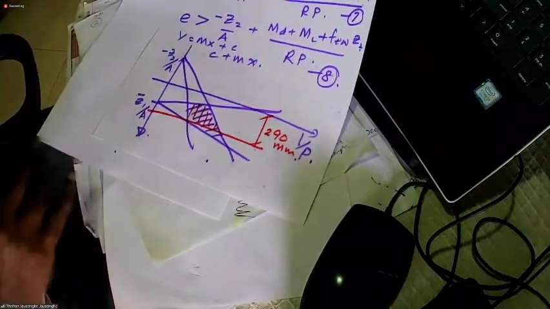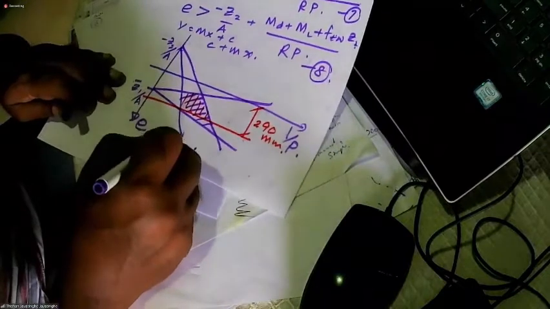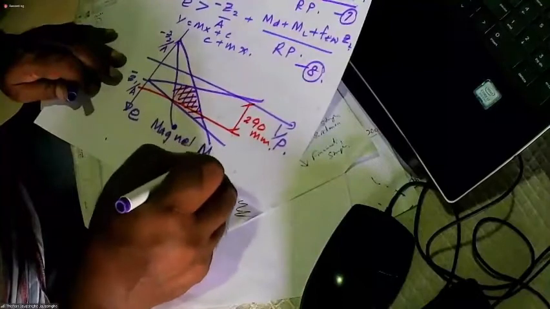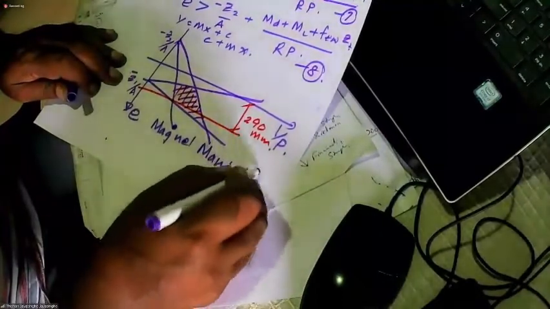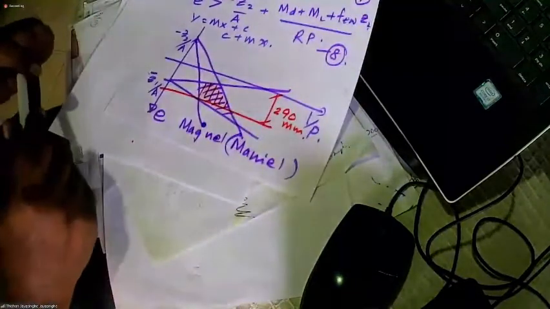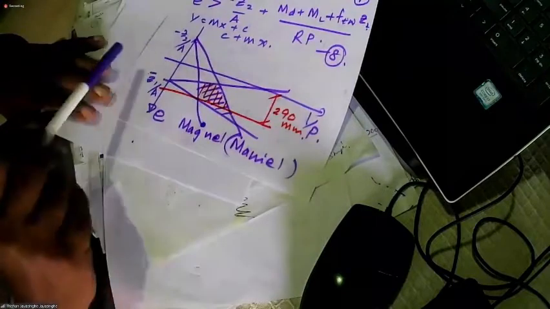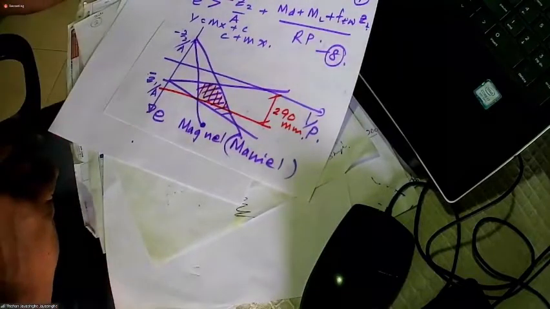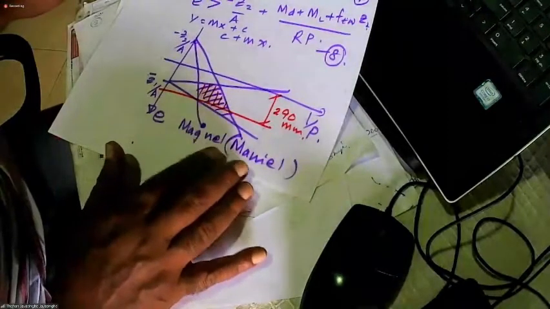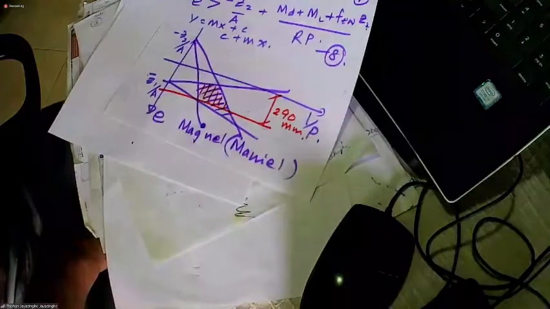This is called the Magnel diagram, or its actual name is the Manuel diagram. Manuel is a Belgian researcher, an engineer. He invented this diagram. And when you write it in English, they write it as Magnel. So all the English people call him Magnel, but his name is Manuel.